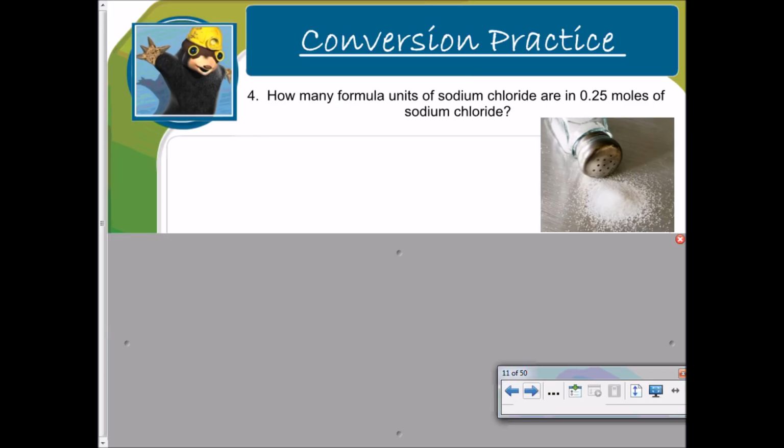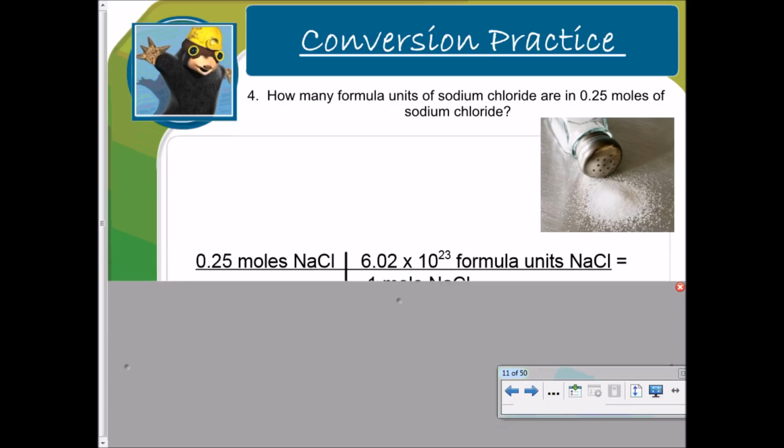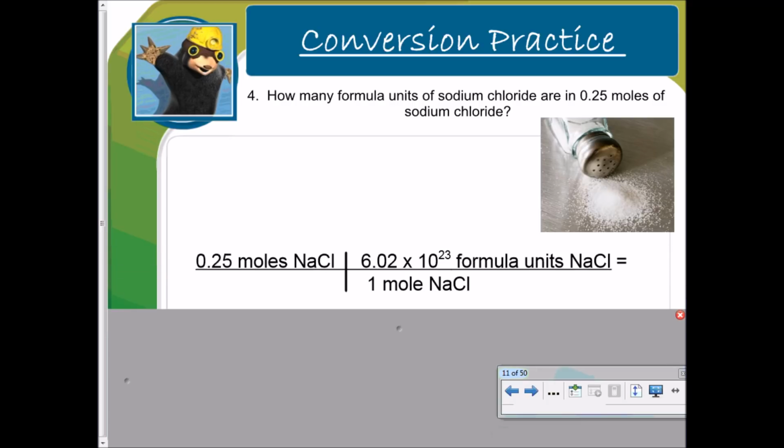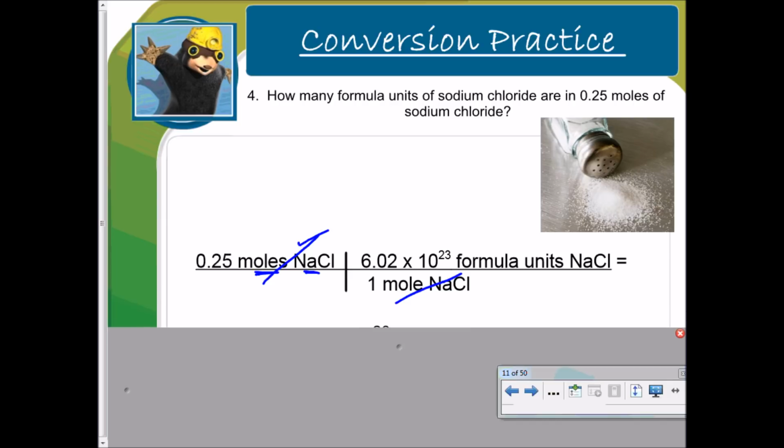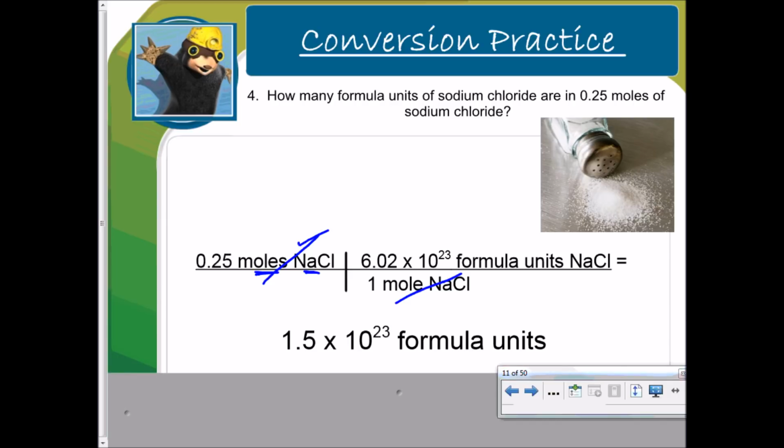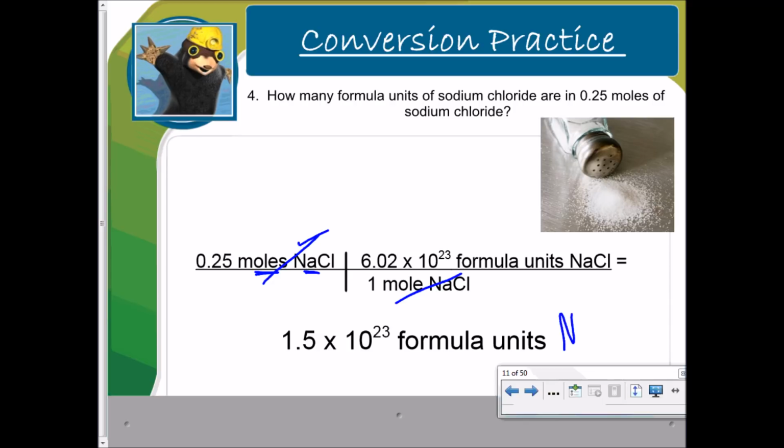Pause the video and go ahead and take a moment. So when you look, we wrote down the given here. Notice the unit and the substance. We want moles to cross out, so it goes on bottom. And 1 mole is equal to 6.02 times 10 to the 23rd formula units. And this should be your answer. And then you need to make sure NaCl. There you go. All right.